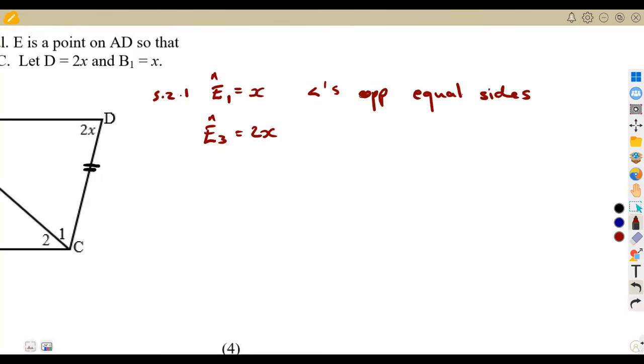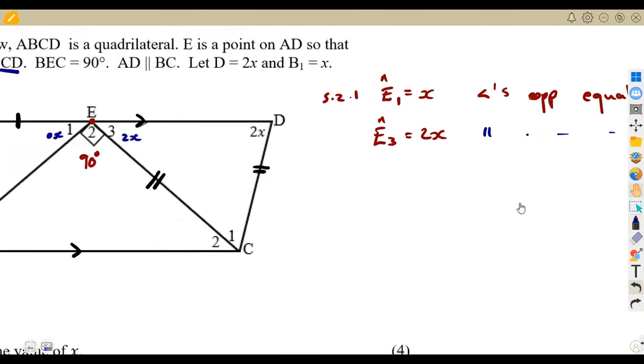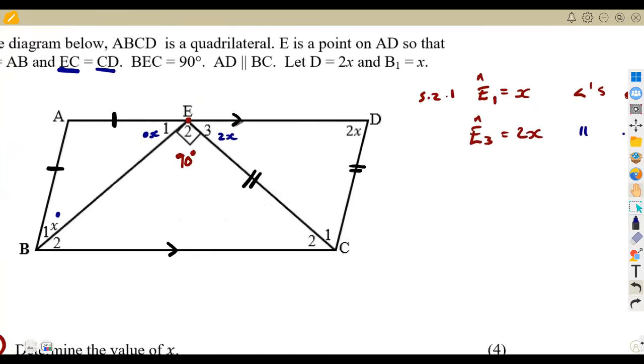So this is the same thing that is happening here. It is just a repetition, so I'm going to write the same reason. This is the reason why we have this x here and this 2x on E3. But like I was explaining, we want to take advantage of a straight line, that angles on a straight line add up to 180 degrees.